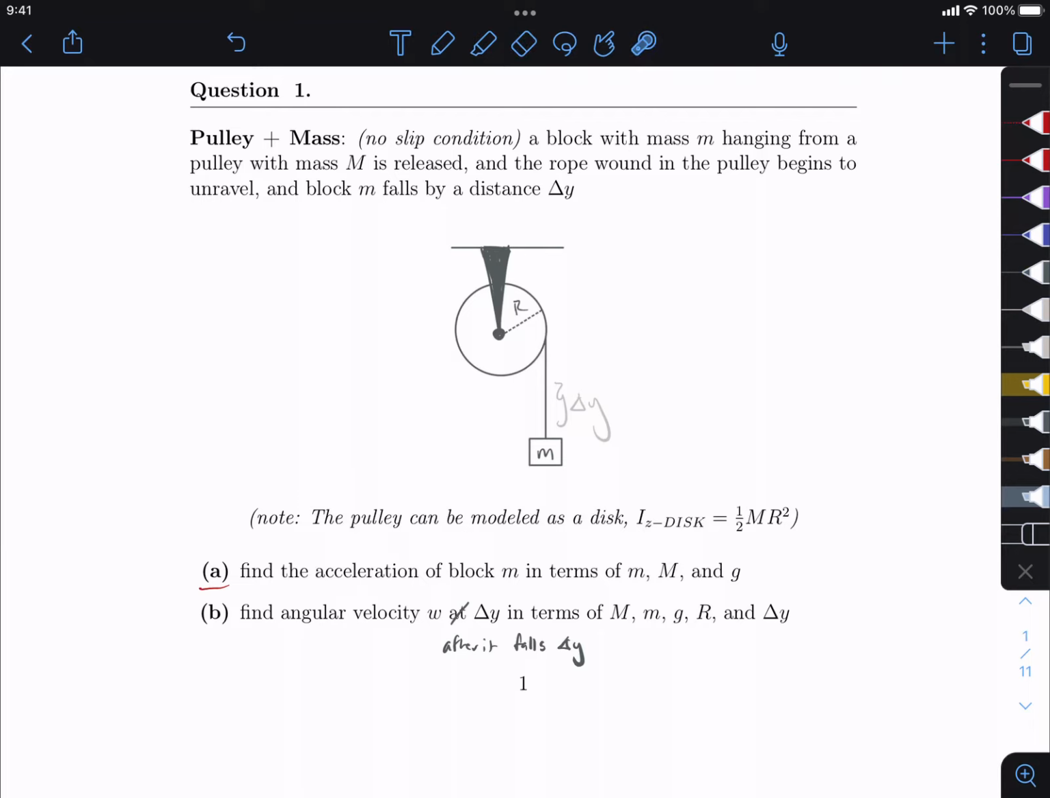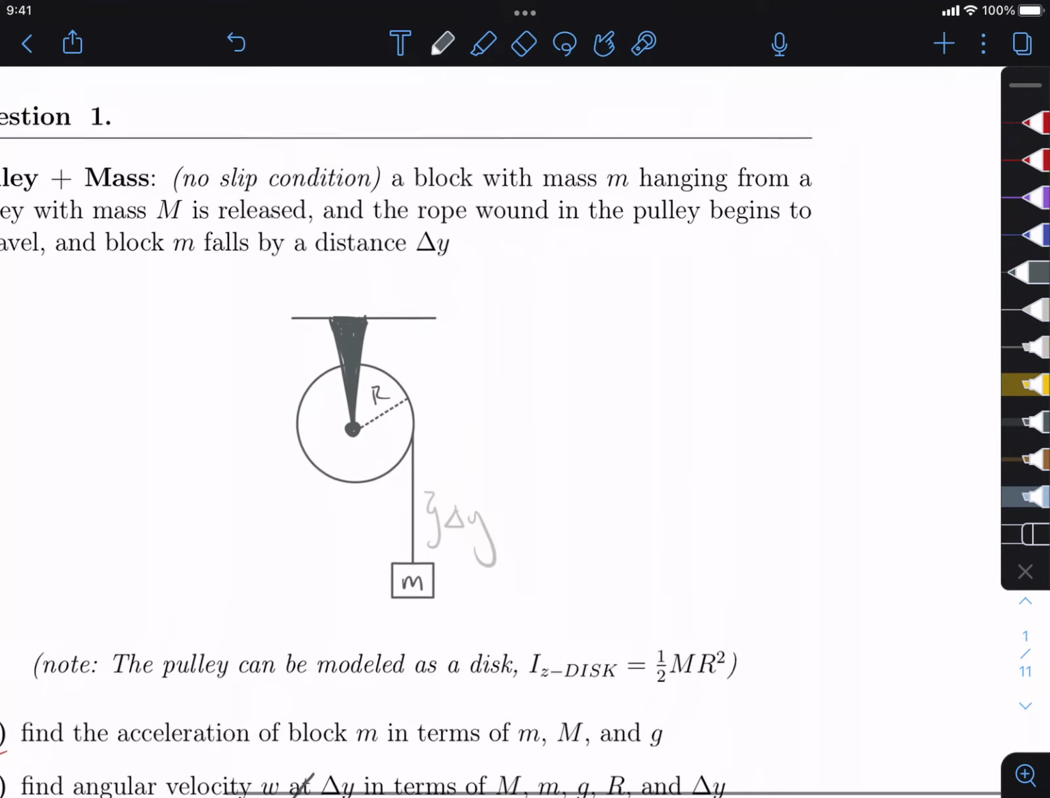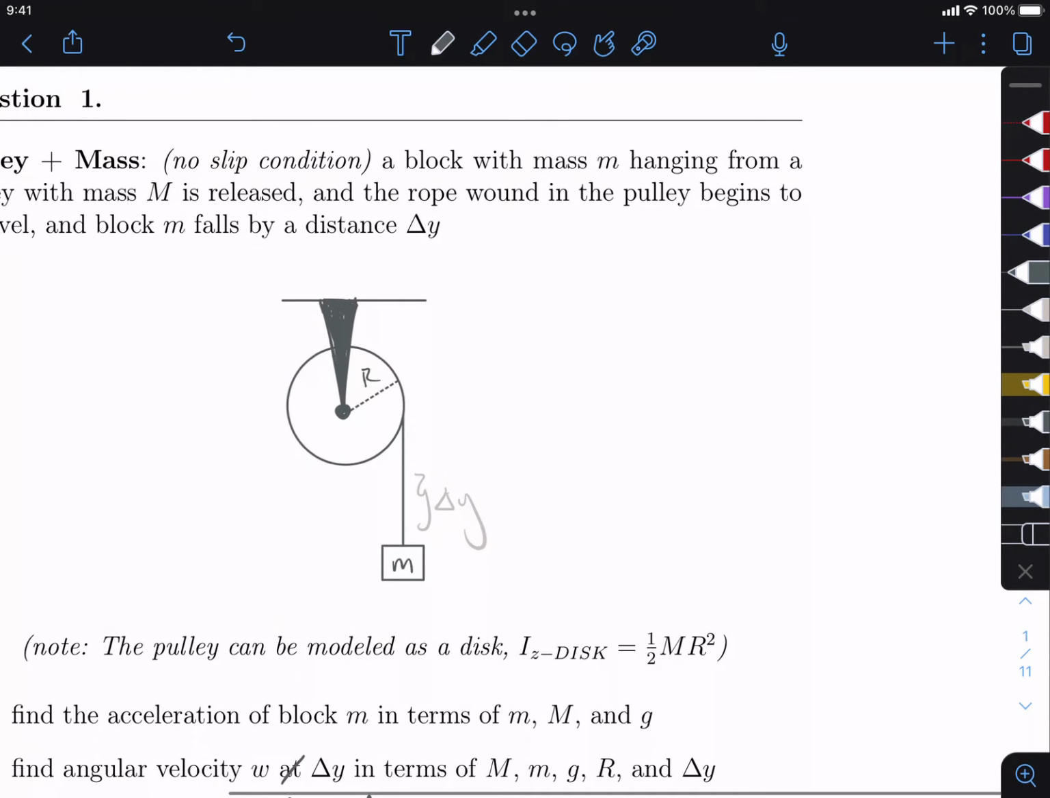It's released, and there's this rope that's wound up in the pulley. The pulley begins to unravel, and this block m falls by a distance delta y. Okay. We also have a no slip condition. What this no slip condition means is that this wound up rope is not slipping on the surface of the pulley. So when we have a no slip condition and we have rolling motion, which is what we have in this problem, we can start with one assumption.